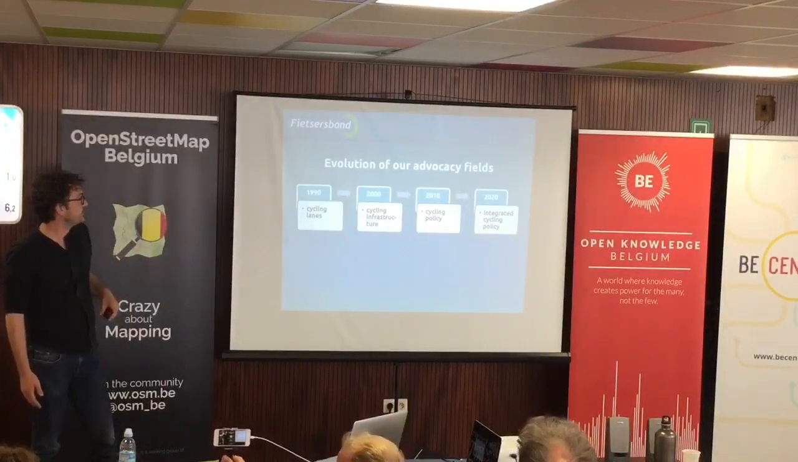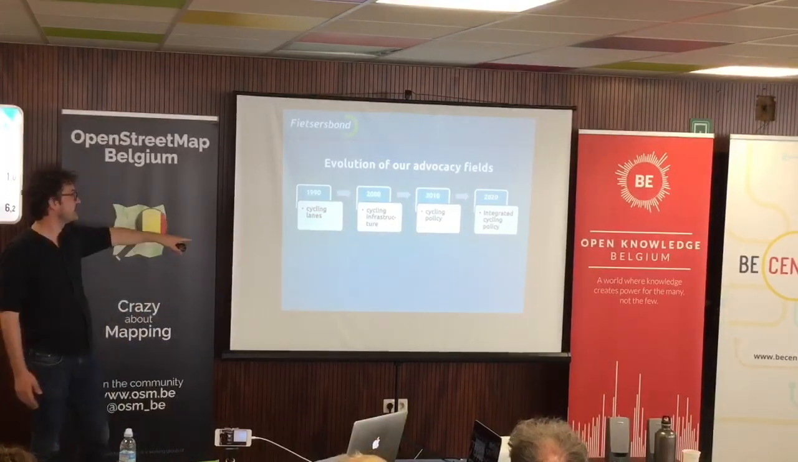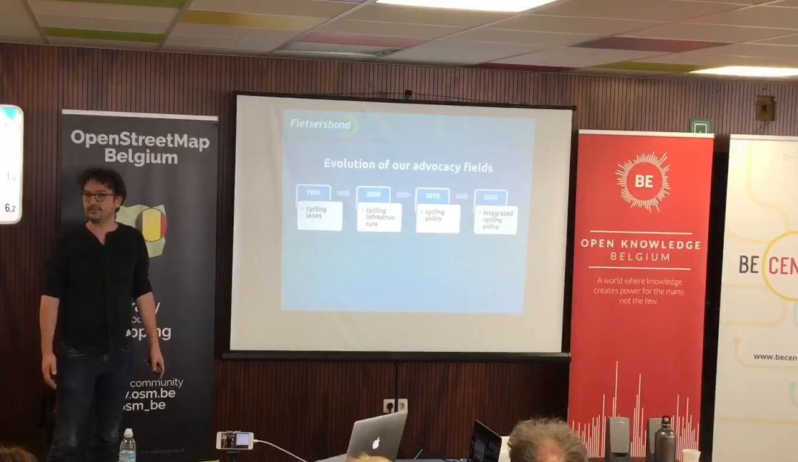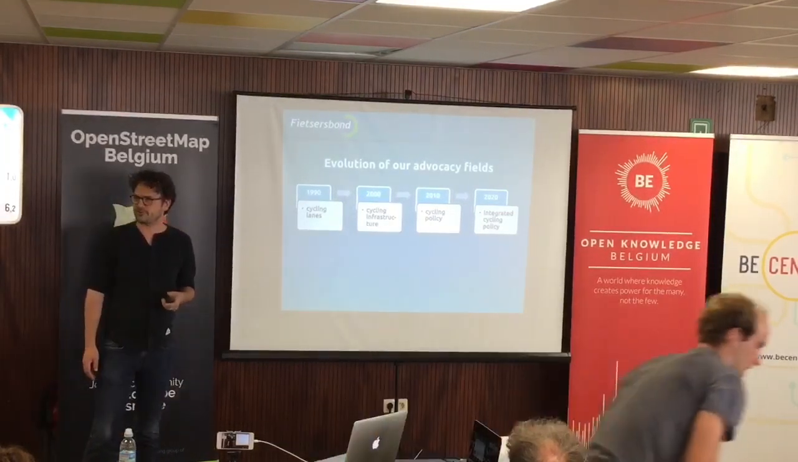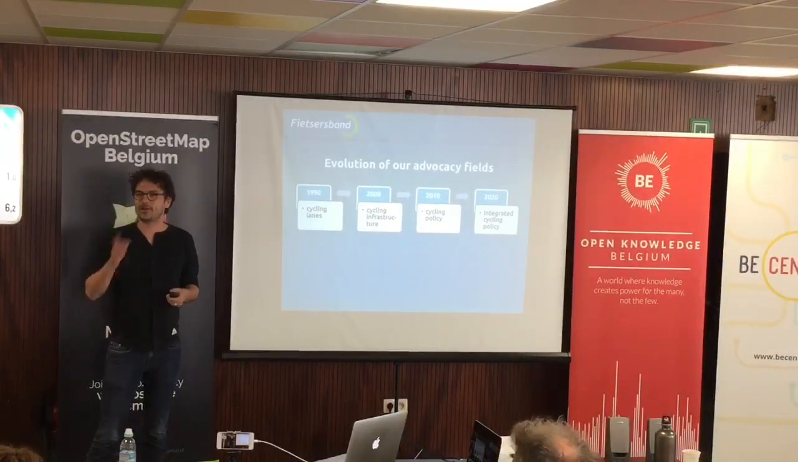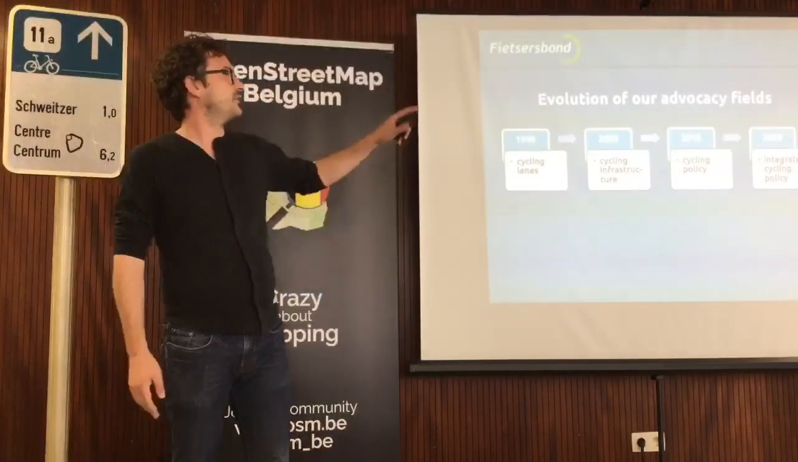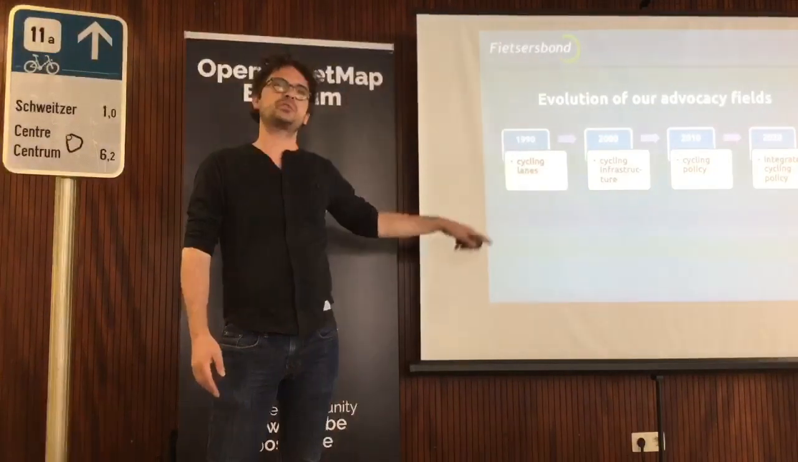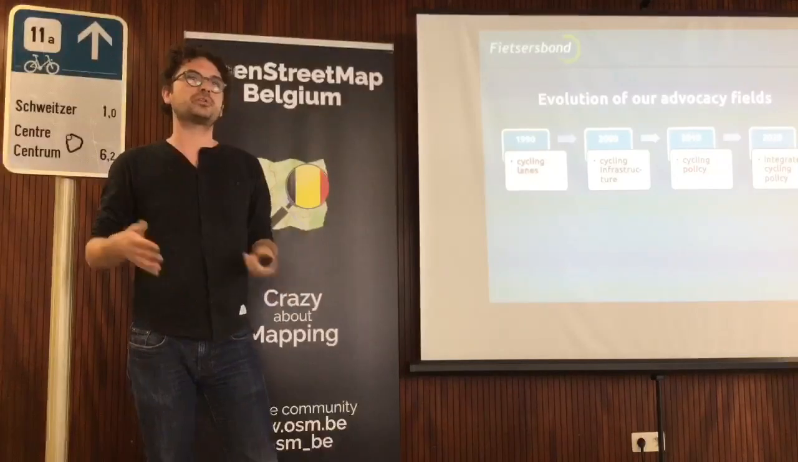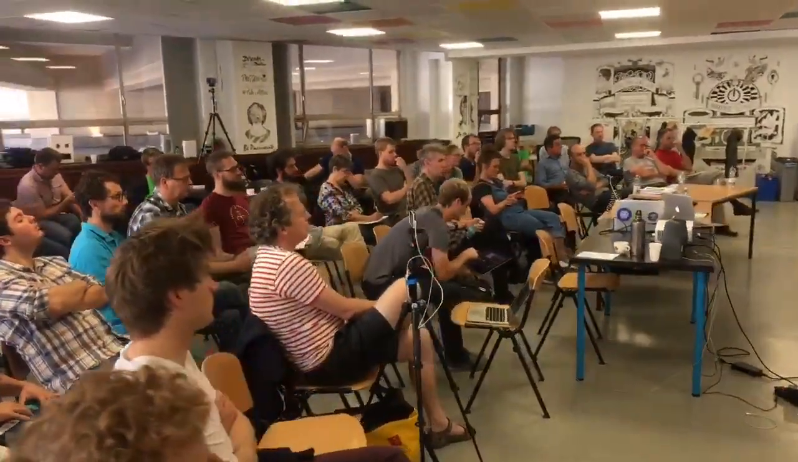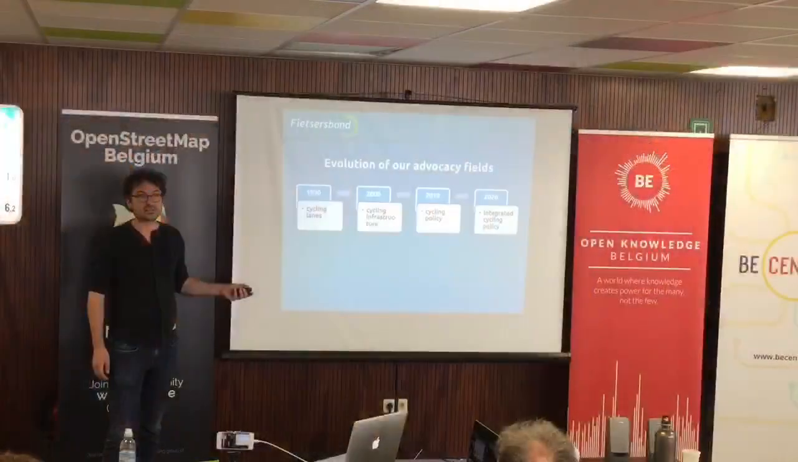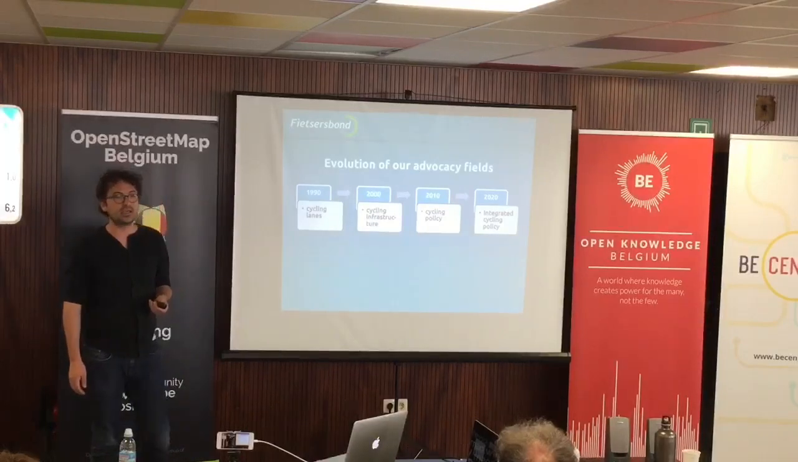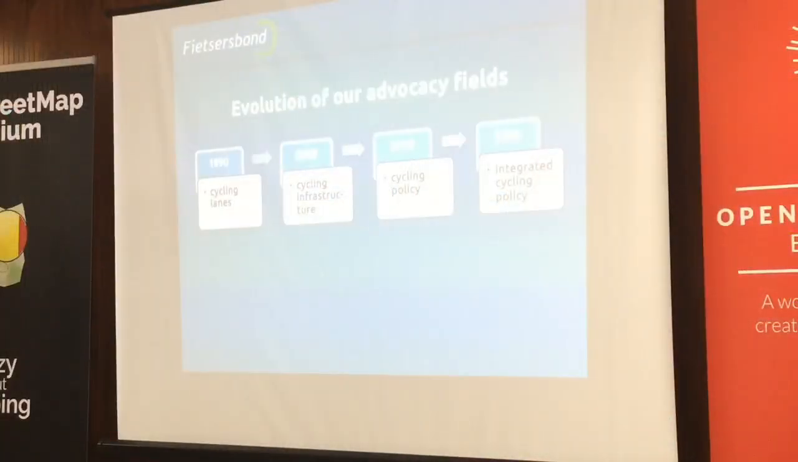A quite short evolution. The Fietsersbond started in the 90s, basically asking for cycling lanes in the city. That was a very important need. We need more cycling lanes. Koen was telling us there are only four cycling lanes in the north of Antwerp. So in a lot of cities, this is still a problem. But from cycling lanes, we want to go to cycling infrastructure, which is much more than only making a cycling path, but also giving the opportunity to park the bike safely, and to have other kinds of infrastructure. We are moving to a cycling policy, and we now want to go to an integrated cycling policy in which the bicycle is the central thing when you do urban planning, when you do city planning, when you work around mobility.